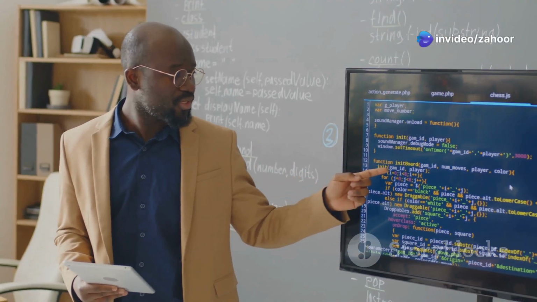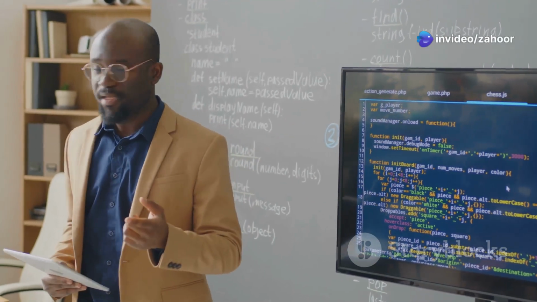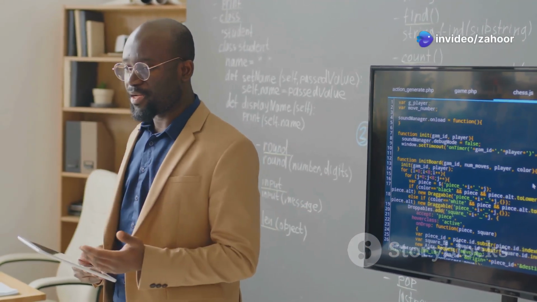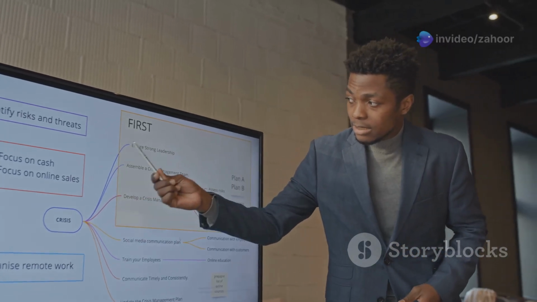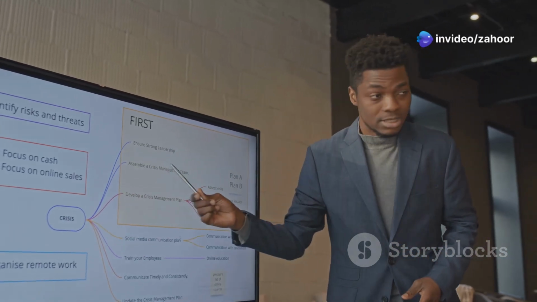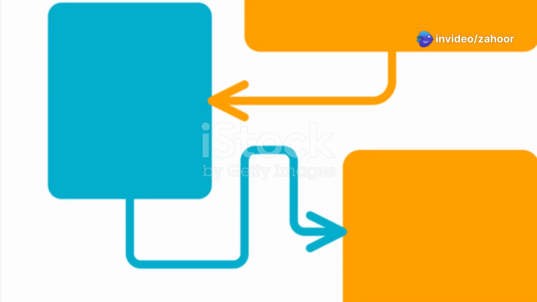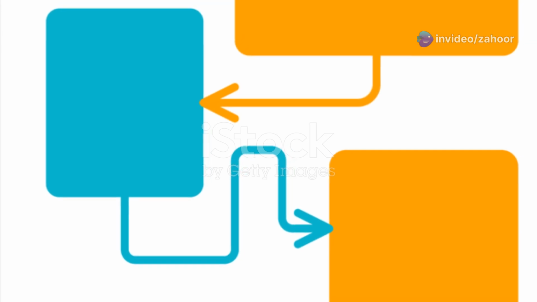CTL, or computation tree logic, is a specific type of temporal logic that focuses on branching time. It assumes that at each moment, time can branch into multiple possible futures. CTL provides operators that allow us to quantify over these possible futures and express properties that hold along all paths or some paths starting from a given state.